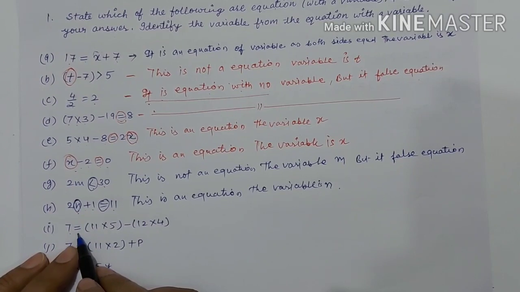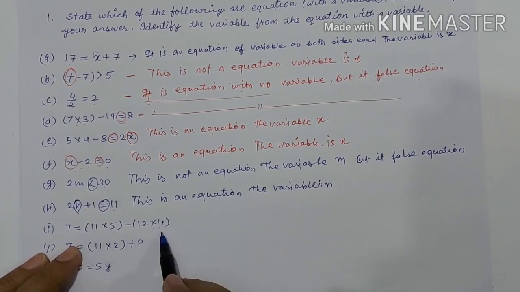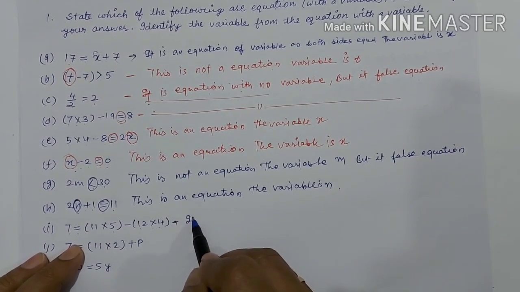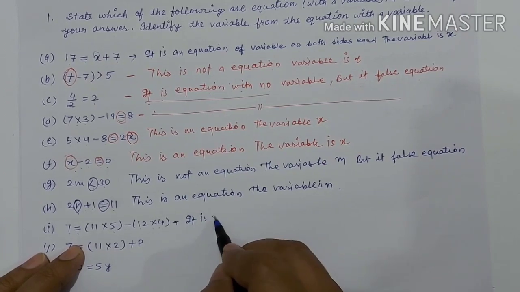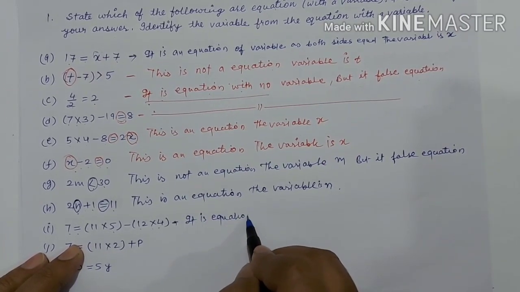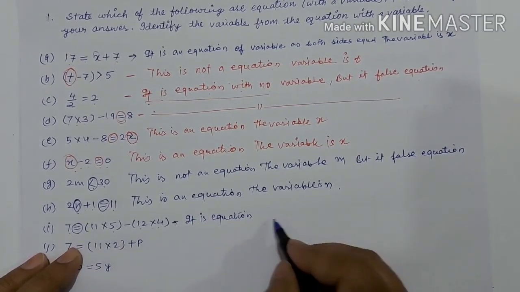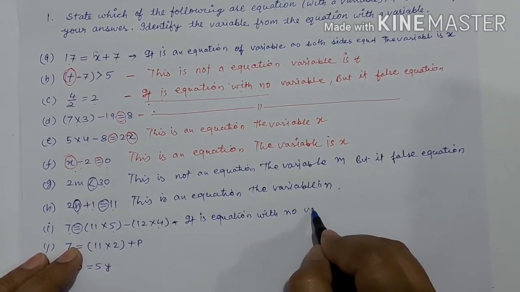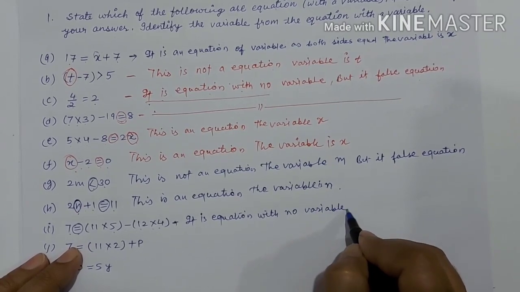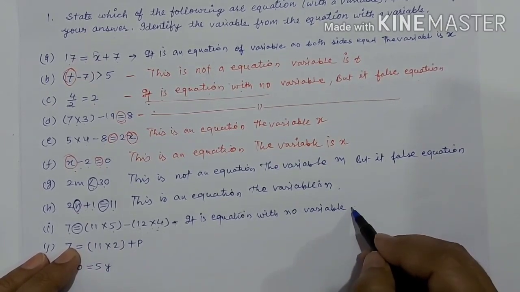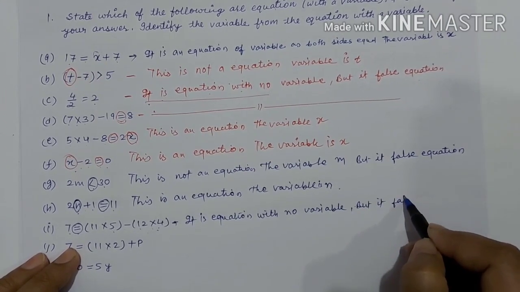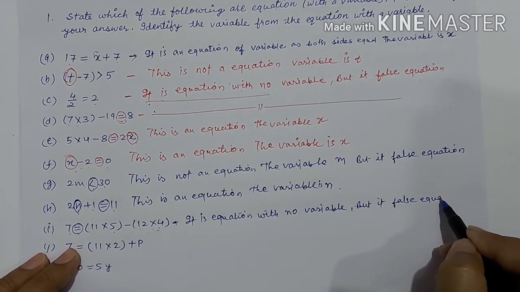Now next is 7 = 11 × 5 − 12 × 4. Here there is an equal to sign, but no variable. It is not any variable. Okay, now which type of equation is it? False equation.